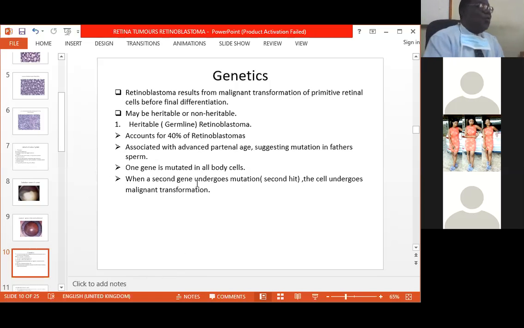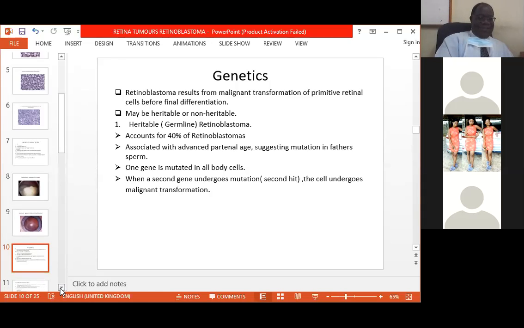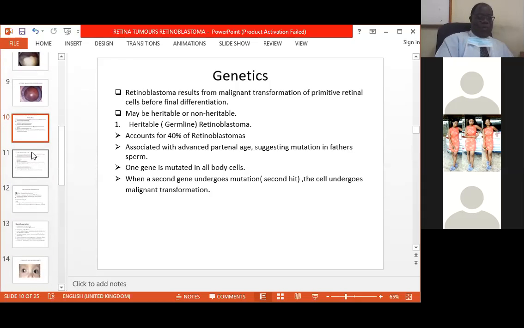This is associated with old people trying to marry. You can't stop them because if you're an old person, you don't know whether your child is going to be okay or not. But it has been observed that most of these cases are associated with fathers who are old, and there is this malignant transformation from the sperms of the father.